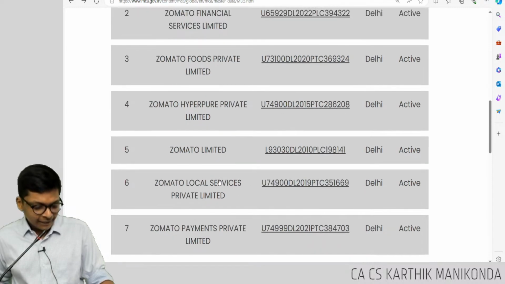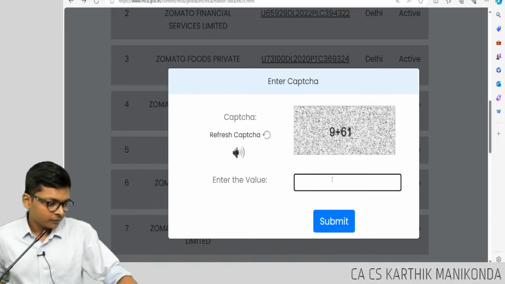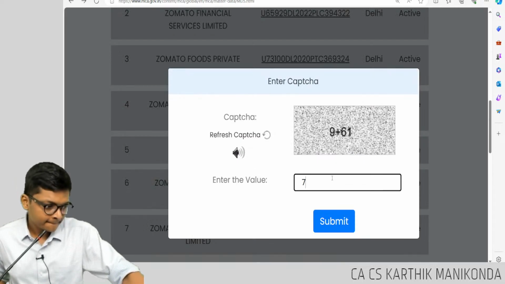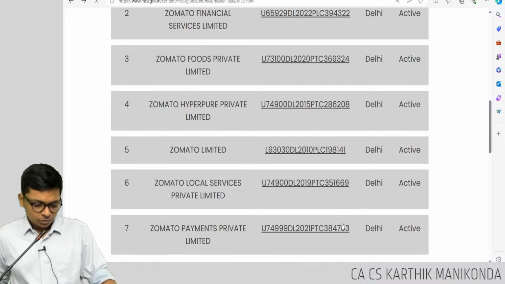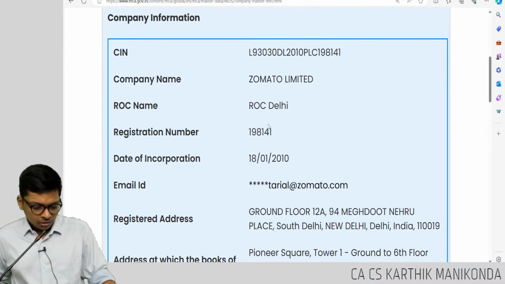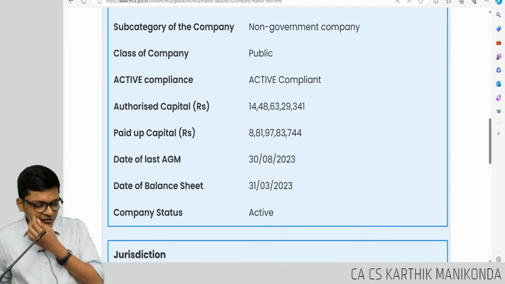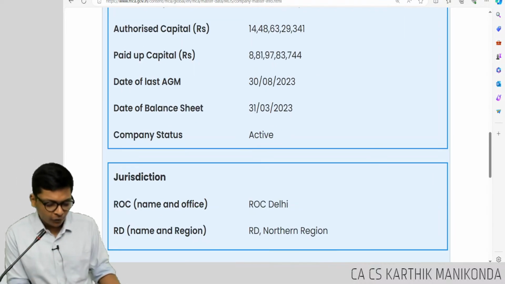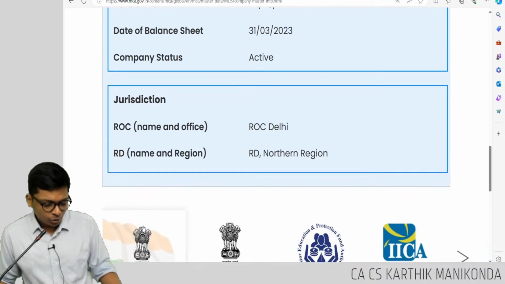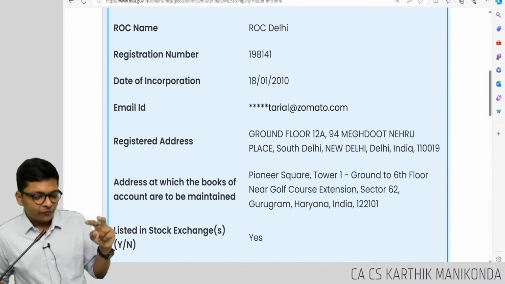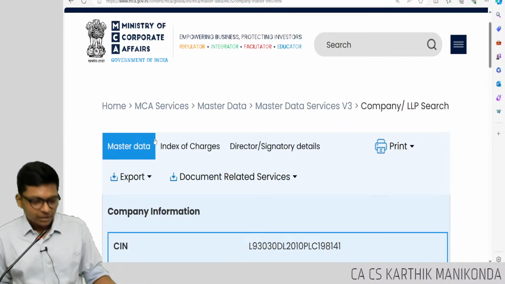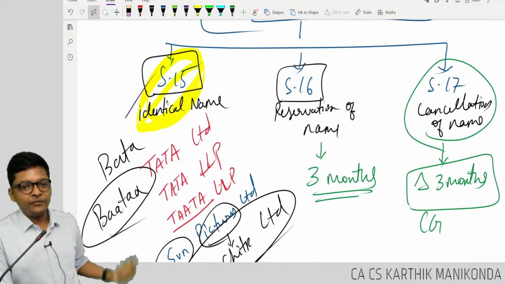Zomato Limited. This is the Zomato we have. 2010, all of that. Then the share capital is so high, all of this. Are you able to follow, guys? Here they will show no filing. See, can you see the difference? For a company they didn't give details of filing, but for an LLP they give details of filing.